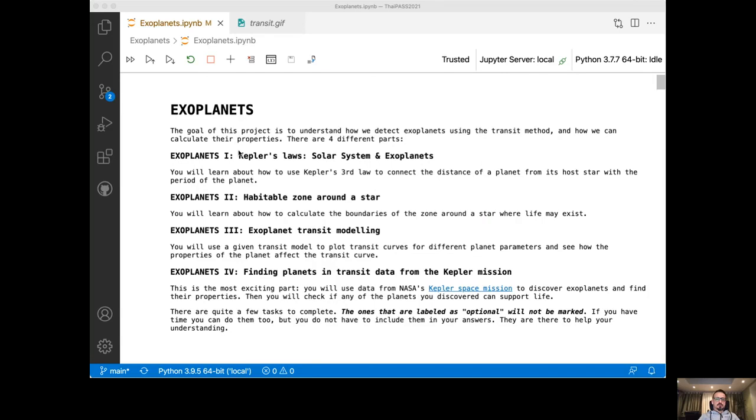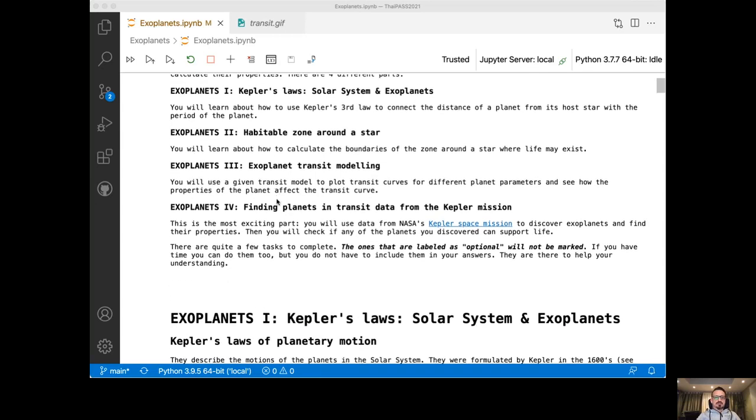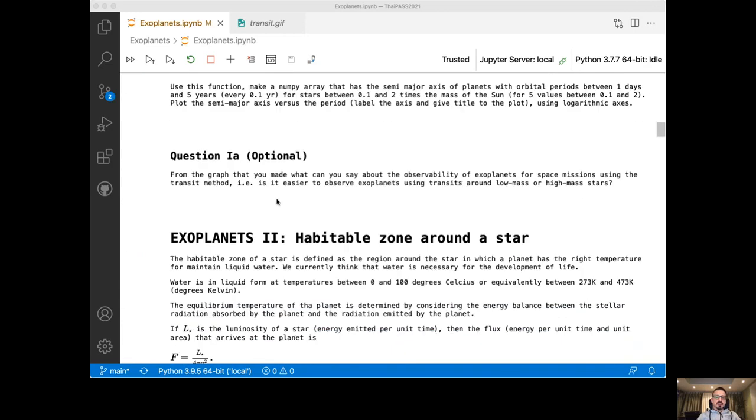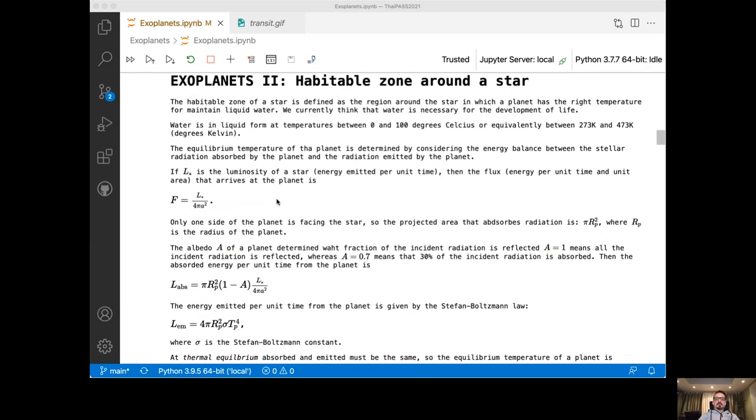sub-project. For the second, we're going to plot the habitable zone around the star. So if you watch the video, the Exoplanets lecture, I talked about the habitable zone. So that's basically the area around the star where liquid water can exist. So liquid water can exist between 0 and 100 degrees Celsius, or equivalently between 273 and 373 degrees Kelvin.